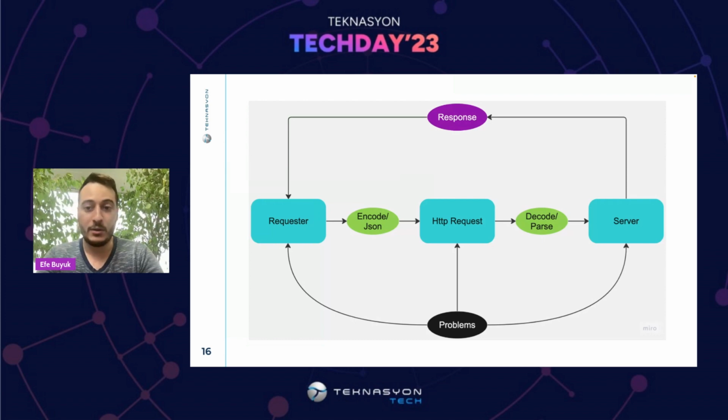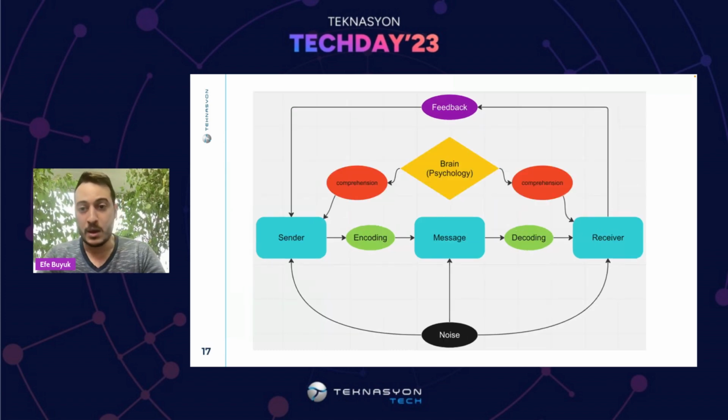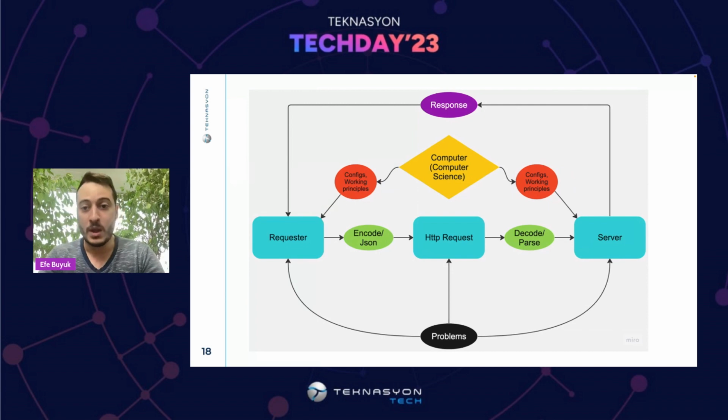And when we go into the details, when it comes to communication, there's a factor called the brain. This gives both sender and receiver comprehension to understand things and act. This process is studied by psychology. And in HTTP requests, there's a computer behind the sender and server that gives both of them configs and working principles, as you know, to function, just like comprehension. And this process is studied by computer science.